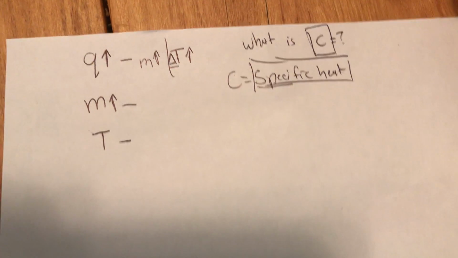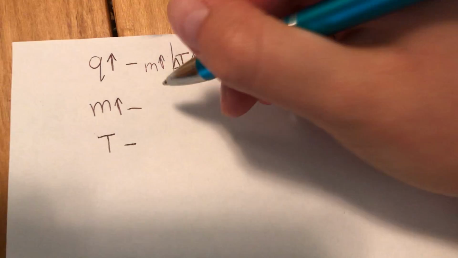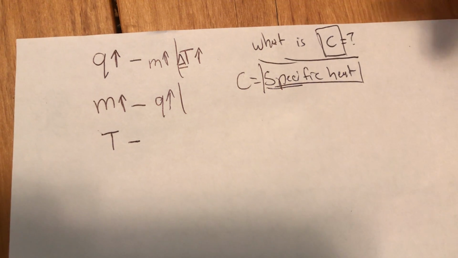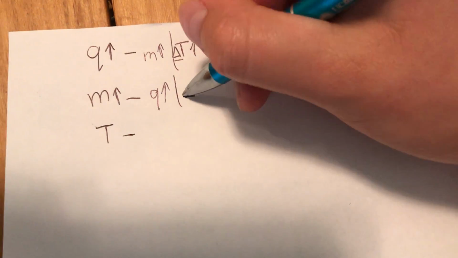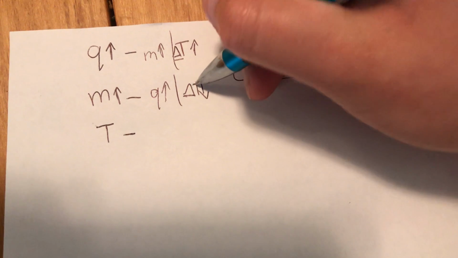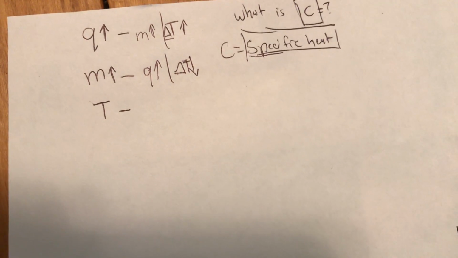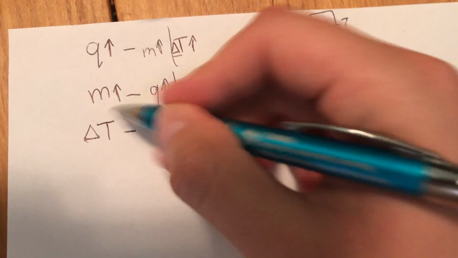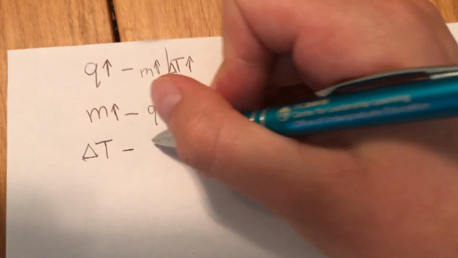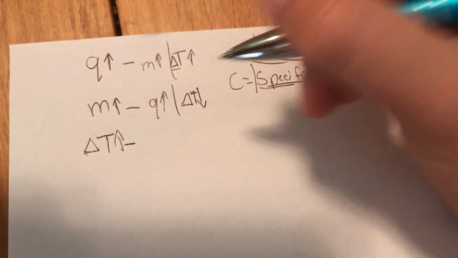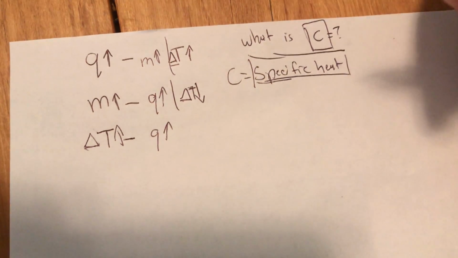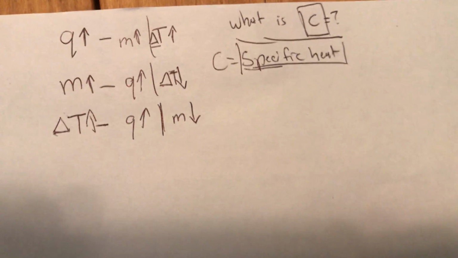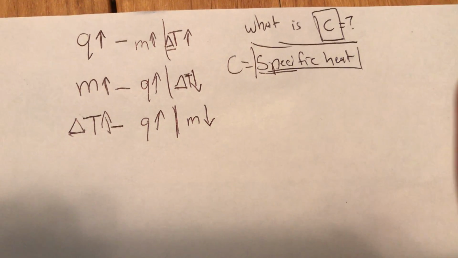Let's go on to mass. When mass was increasing, Q should have been increasing, as we saw up there, and the change in temperature should have decreased. Now, let's sum it up with our change in temperature. Remember, this has to be a change, not just temperature. When the change in temperature increased, the Q, or heat energy, should have increased, and our mass should have decreased. So these are the relationships between Q, M, and delta T.